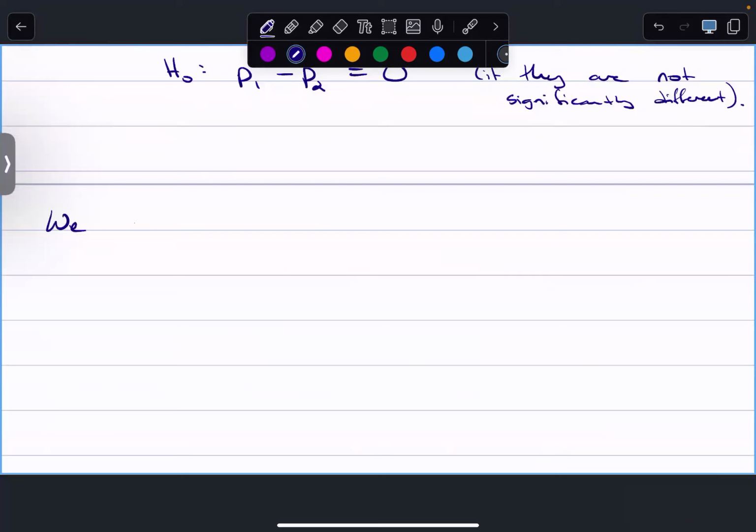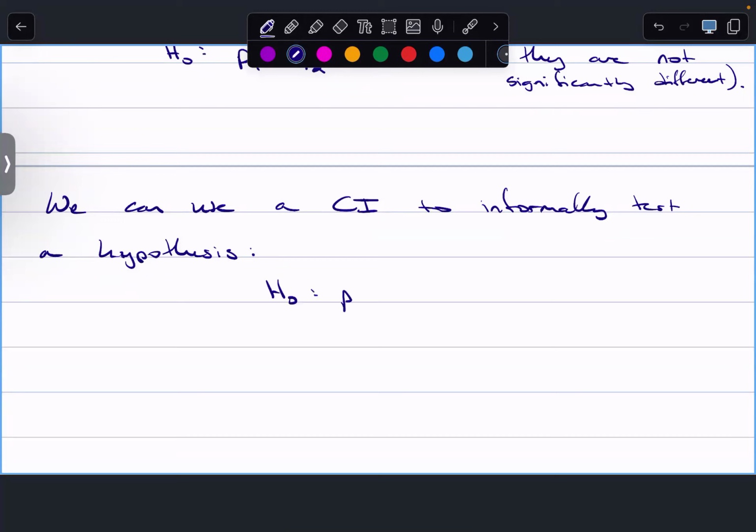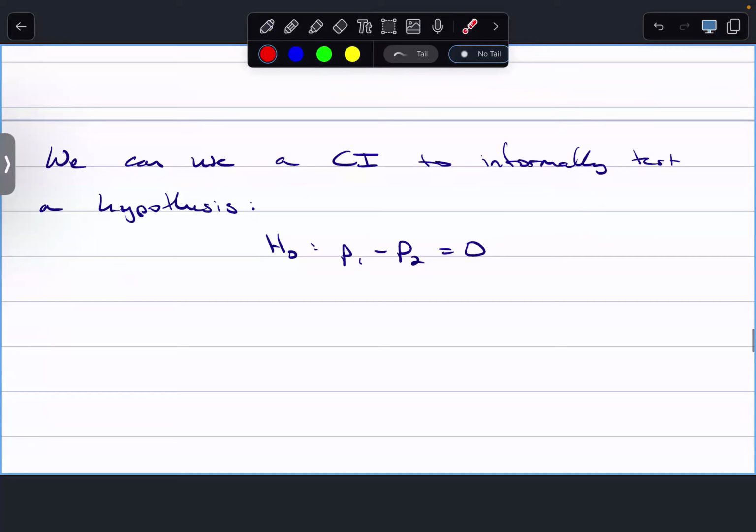So we can use a confidence interval to informally test a hypothesis. For example, if we want to test that the null hypothesis is that P1 minus P2 is equal to 0, they're the same until I have proof otherwise, right? That's where the null hypothesis comes from, because you assume that there's no difference between the two. So it's your no change statement.